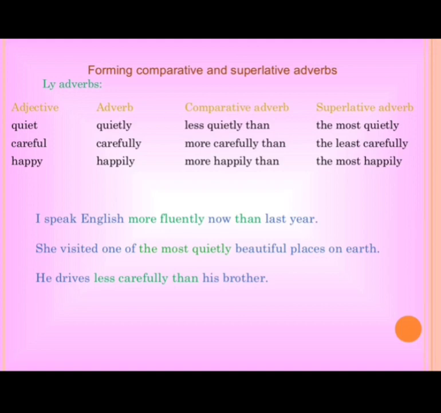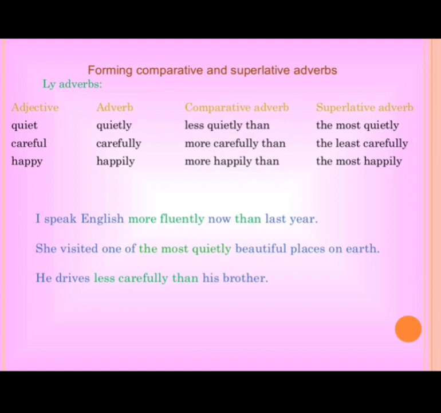Now here are a few examples. I speak English more fluently now than last year. Here the speaker is comparing his current speech to last year, so we use more fluently than. The second example is: she visited one of the most quietly beautiful places on earth. She is talking about the superlative form of the adverb, so here she used the most quietly.